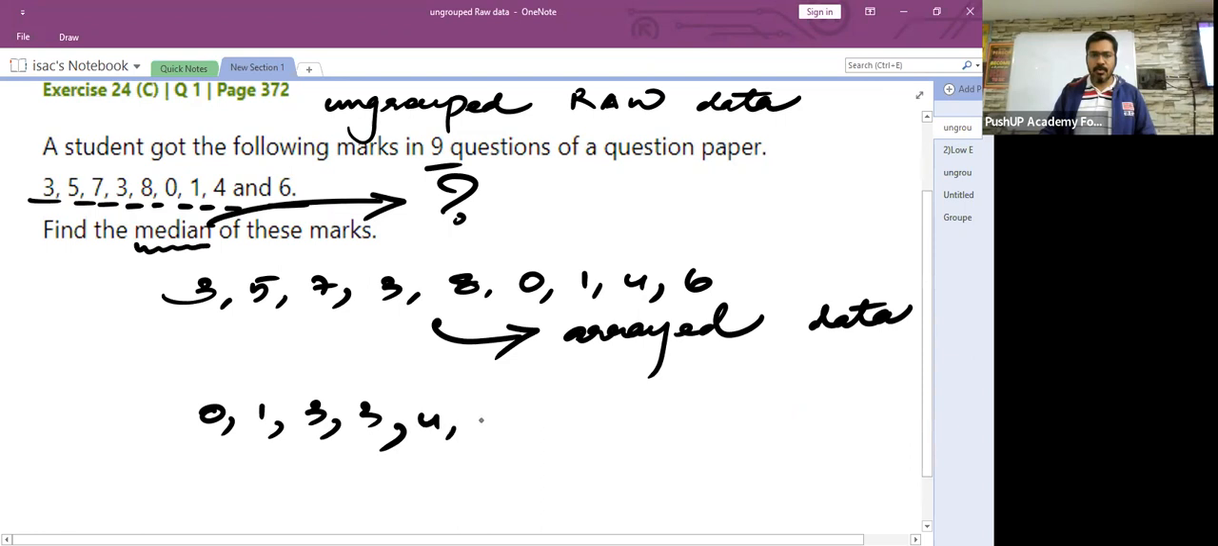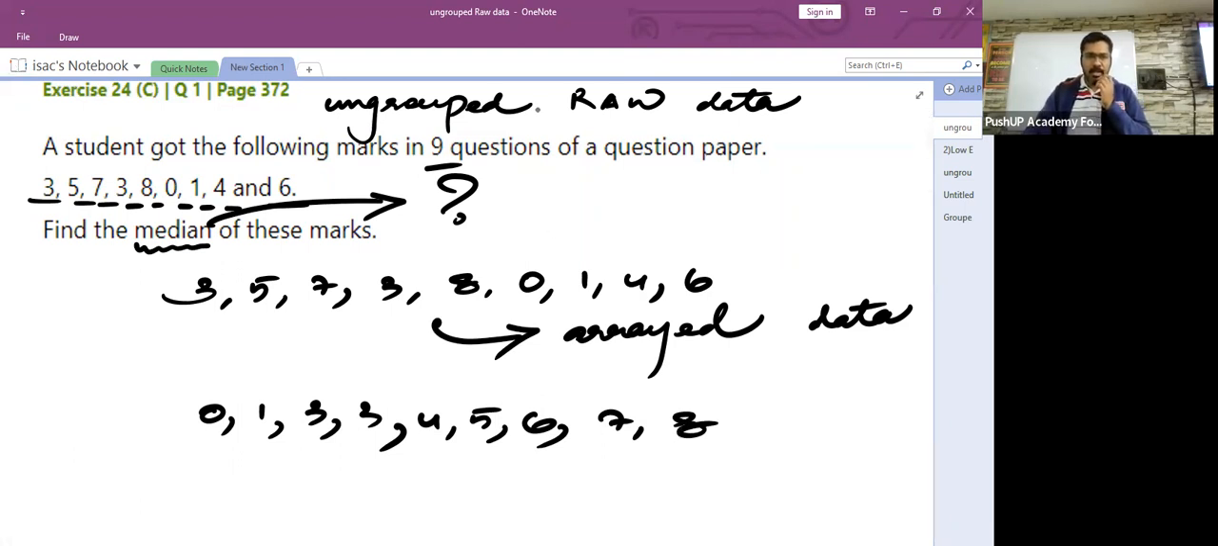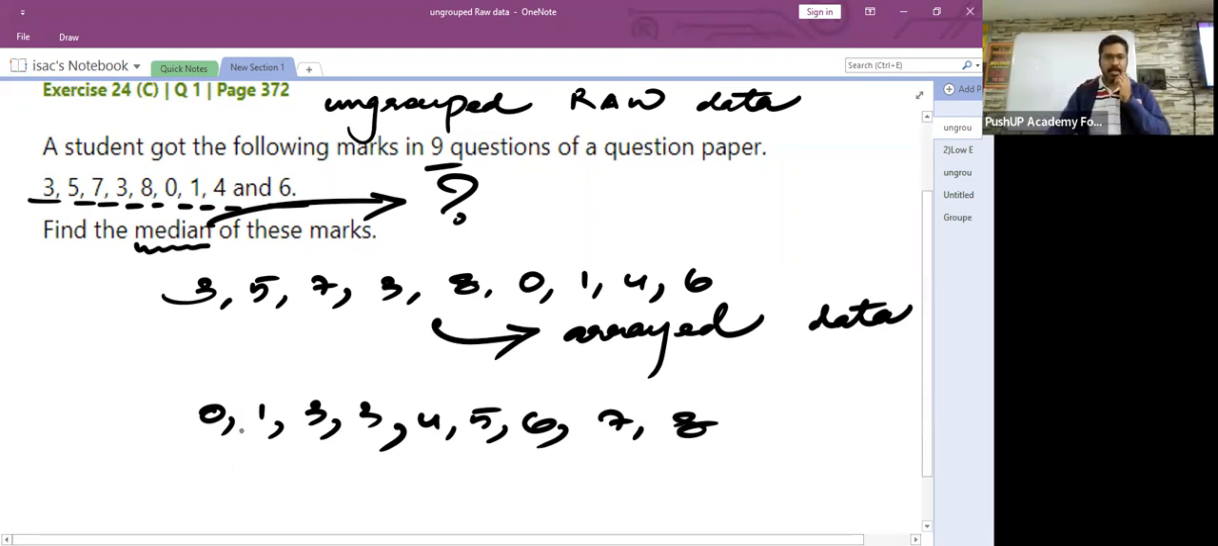Then comes 4. Then comes 5. Then comes 6. Then comes 7. And then come 8. Are all the 9 marks written here? Yes. 1, 2, 3, 4, 5, 6, 7, 8, 9. All the 9 marks that the child has scored is written here.